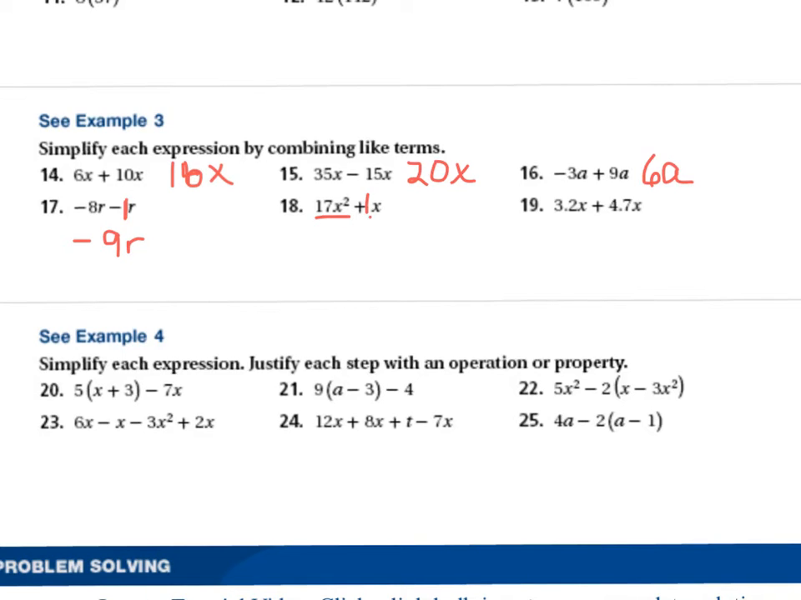These are not like terms. The x squared is a different term from the x. The variable part has to be exactly the same, and the exponent part has to be exactly the same in order for them to combine. So my answer here is 17x squared plus x. That's it. It can't be simplified anymore.